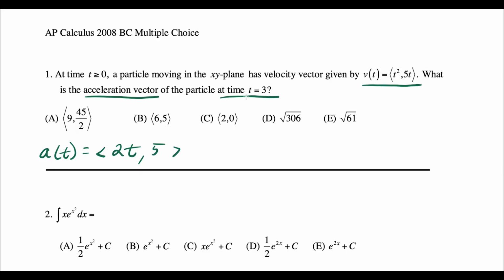So now when we want to say what's going on at t equals 3, just plug in 3. And we have a of 3 is equal to, 2 times 3 is 6, comma, the 5 is constant, so that just stays. And this is going to correspond to choice B.